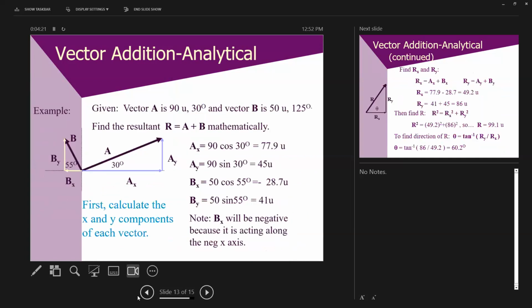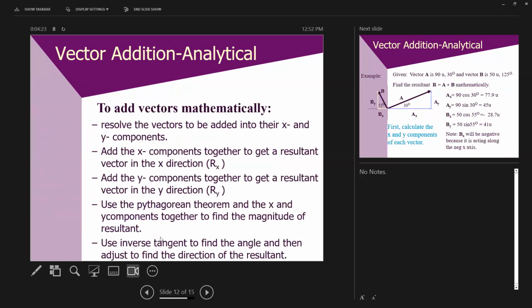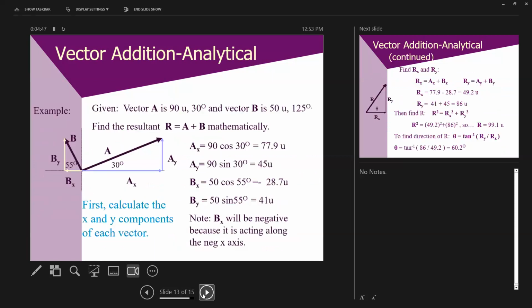So the graphical method is tip to tail. The algebraic method, mathematically, is to resolve into components. You have, for example, 2 or 3 vectors that you need to add together. You need to find the horizontal component for each of them and the vertical component for each of them, find the resultant, then use the Pythagorean theorem to get the length of the resultant, and use inverse tangent to get the angle, so the direction. Here, for example, you have vector A and vector B. The angles with the horizontal are given.